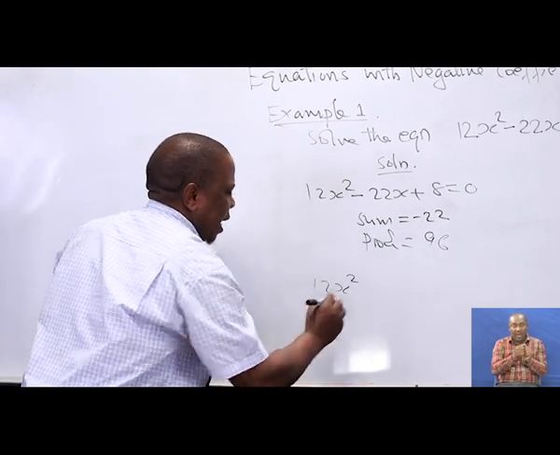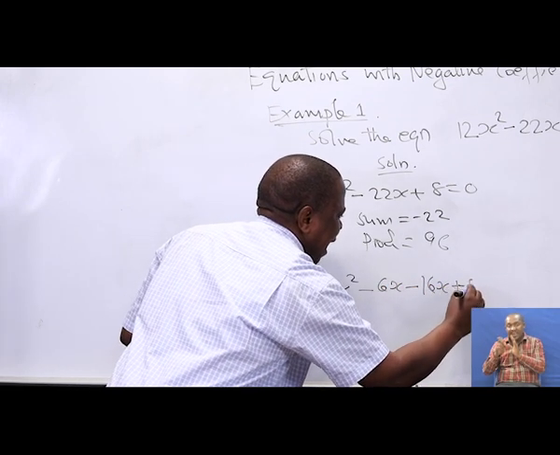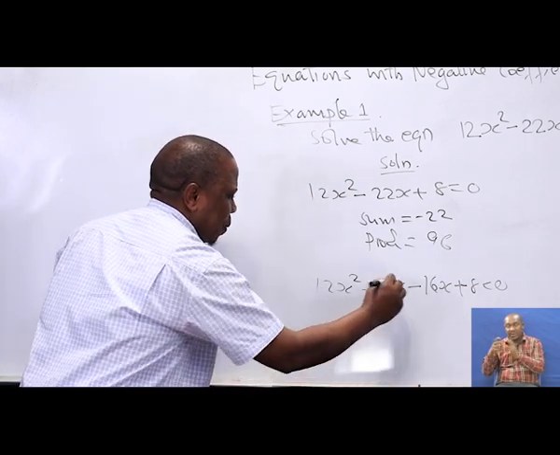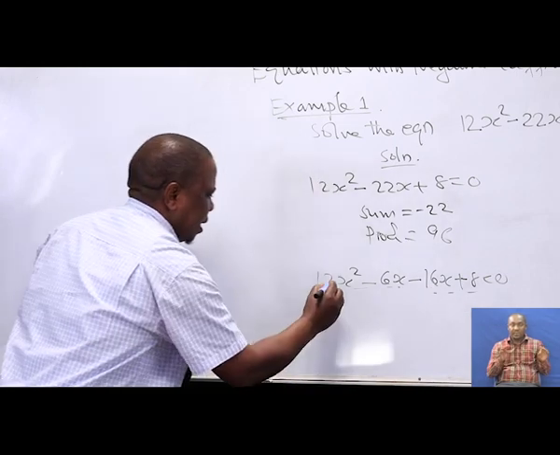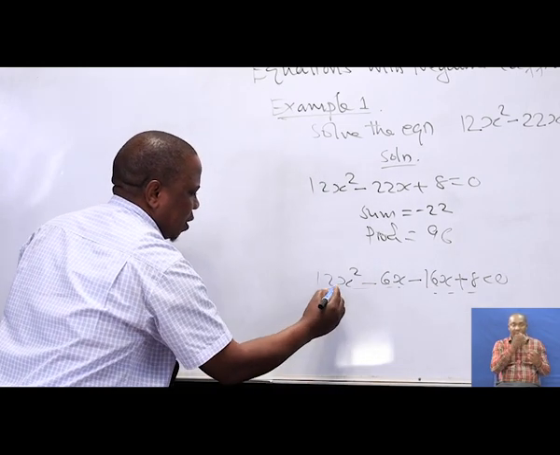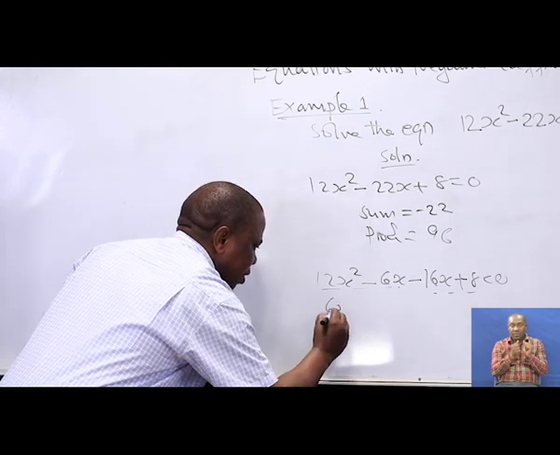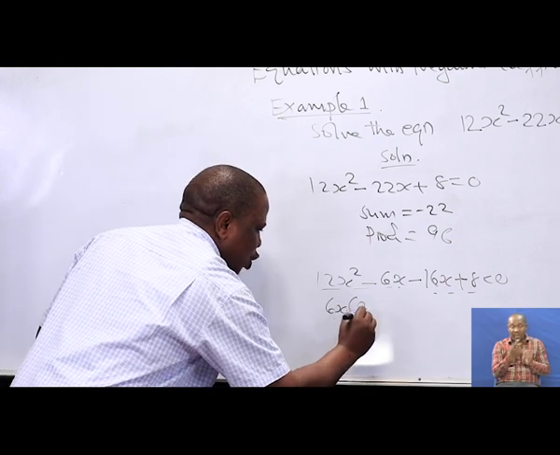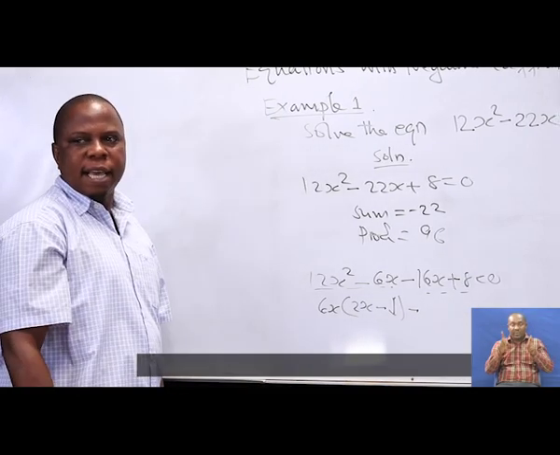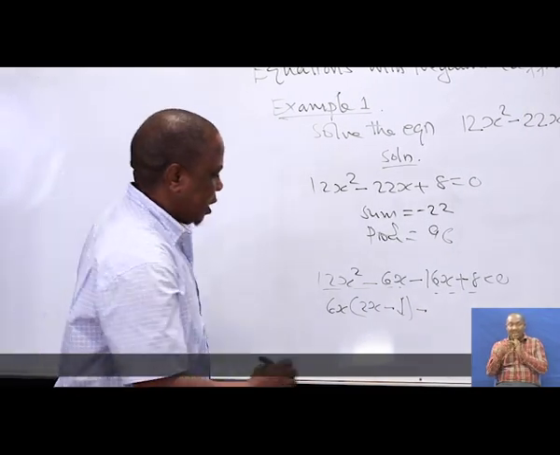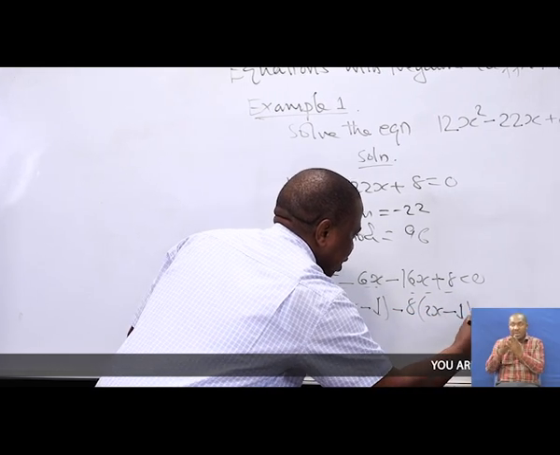Instead of writing 22 there, you write it as minus 6x minus 16x plus 8, which is equal to 0. Upon grouping them in 2, what is the common factor between 12x squared and 6x? It is 6x. Take 6x out. You remain with 2x minus 1, minus, what is common between 16x and 8? It is 8. Take 8 out, and you will have 2x minus 1. This is equal to 0.